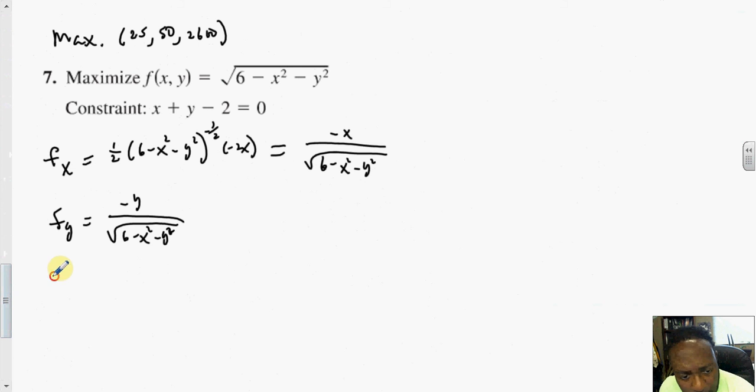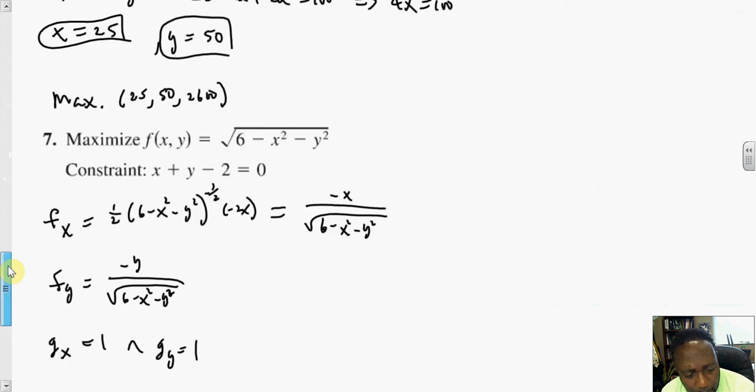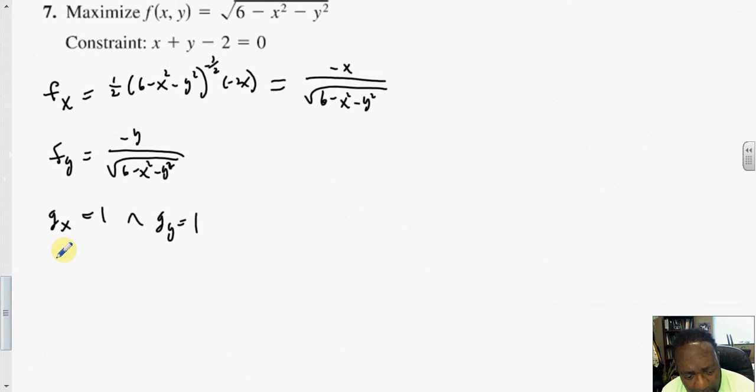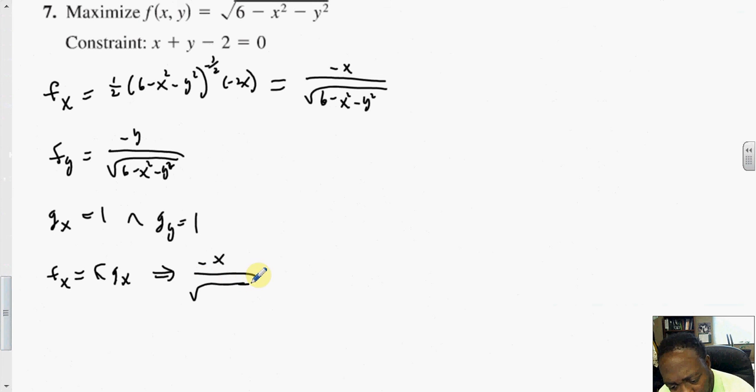Now the partial of g with respect to x, that's 1. And the partial of g with respect to y is also equal to 1. So we have this. We have the partial of f with respect to x is equal to lambda times the partial of g with respect to x. So here, this implies that we have negative x over the square root of 6 minus x squared minus y squared is equal to lambda.